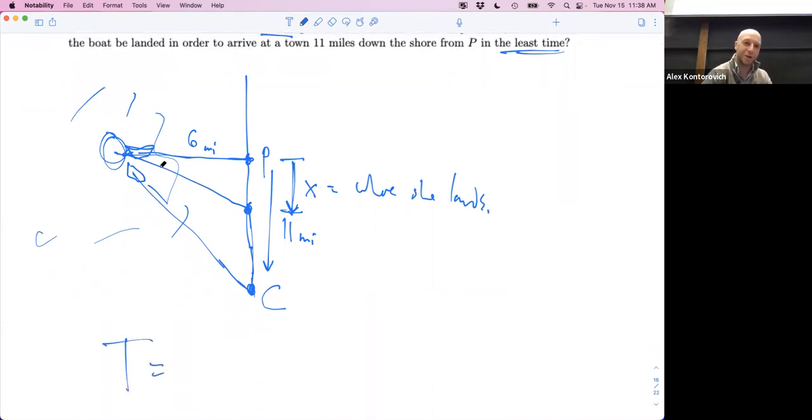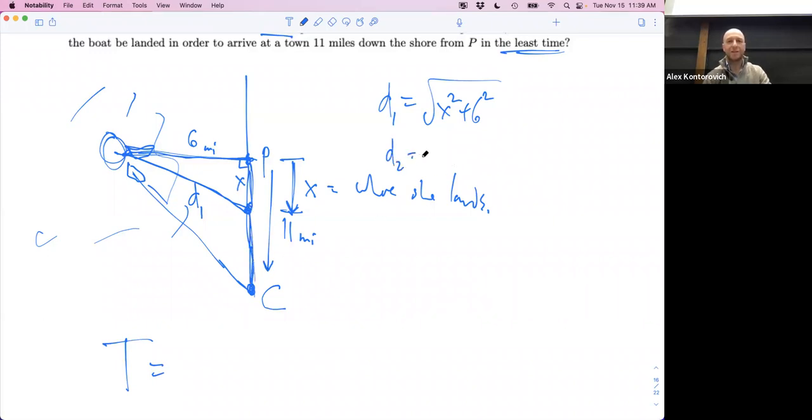What's this distance that she travels? Let's call this D1. Distance 1: this distance is X, this is 6 miles, so it's the square root of X squared plus 6 squared. That's a right angle. That's distance 1. Distance 2 is 11 minus X. Right? This is distance 2.